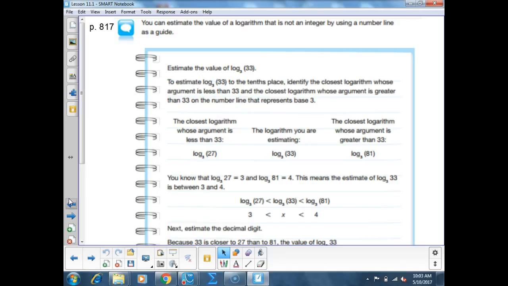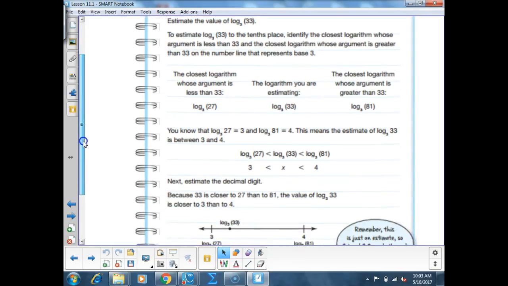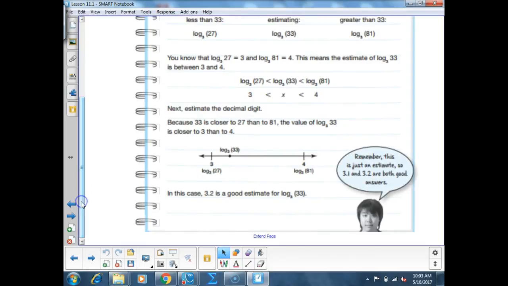And then we said, well, log base 3 of 33 should fall between log base 3 of 27 and log base 3 of 81. And then we said that means that the value of log base 3 of 33 should be somewhere in that 3.1 to 3.3 range. Okay? We estimated it yesterday at 3.2. We agreed with what was in the test. Everybody good with all that and remembering that from yesterday?